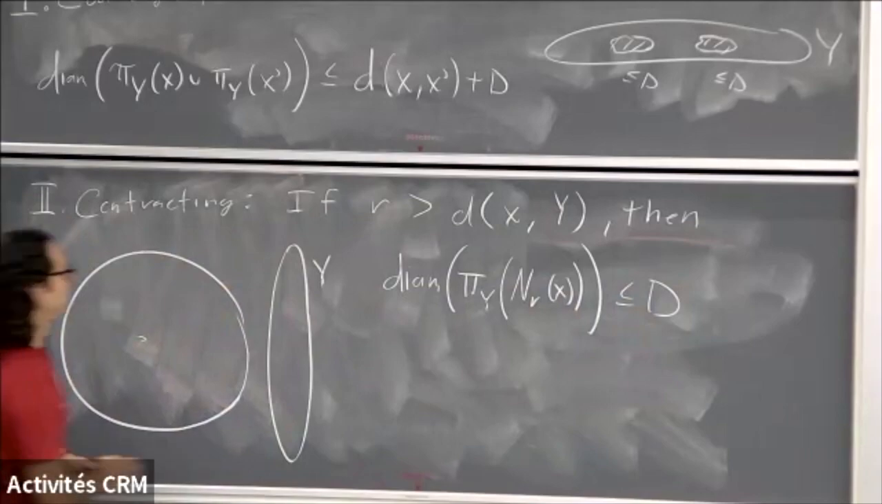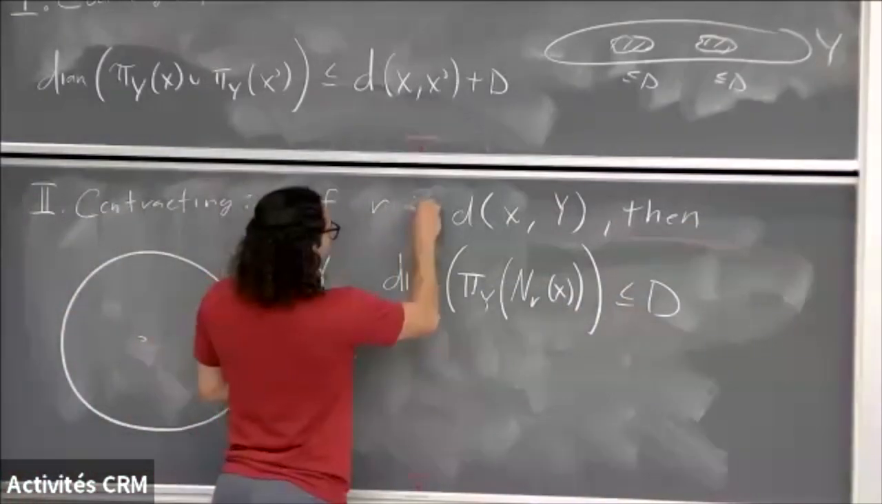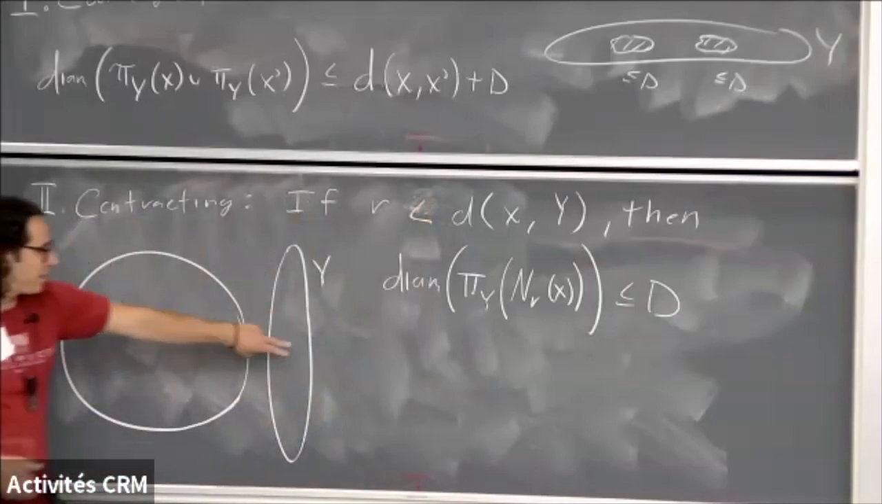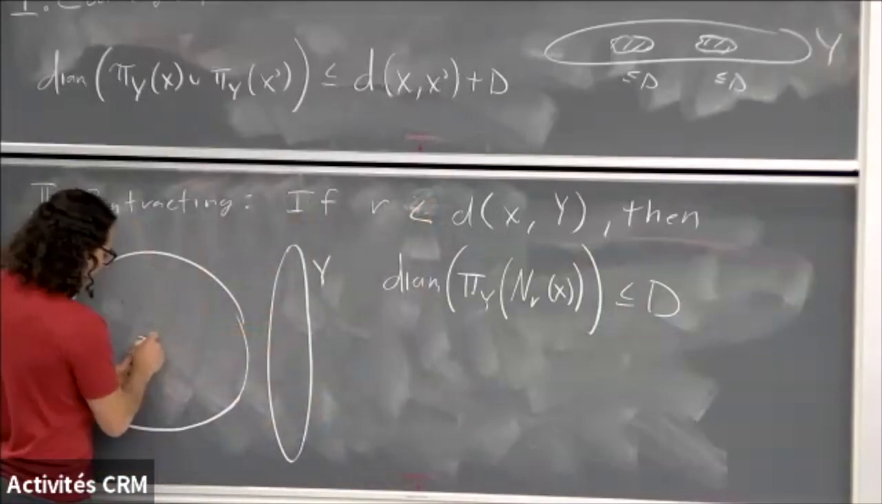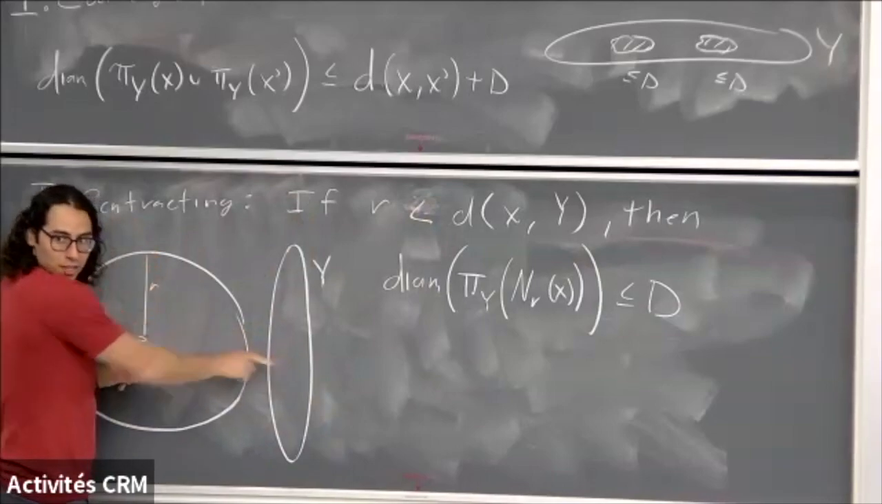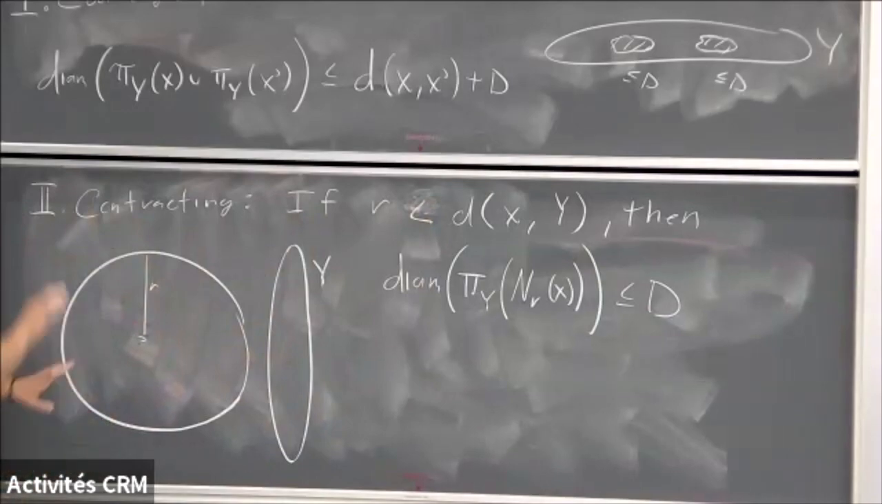I want the R ball to be disjoint from the subset. So I need this radius to be smaller than the distance to Y.